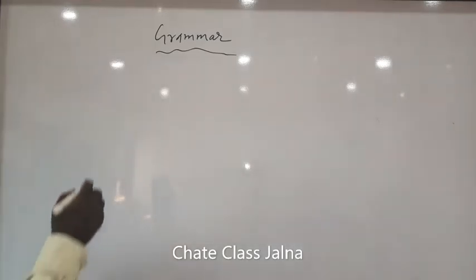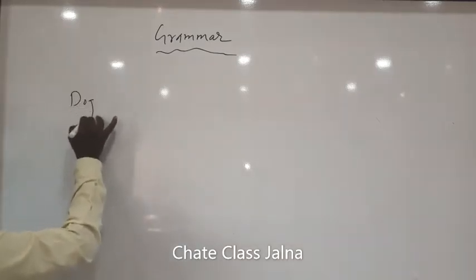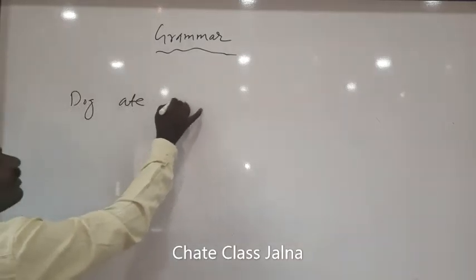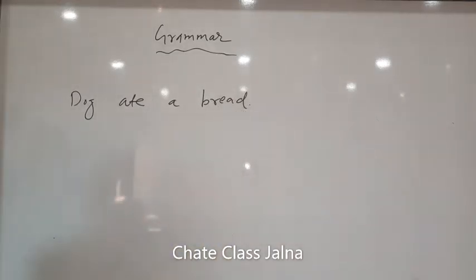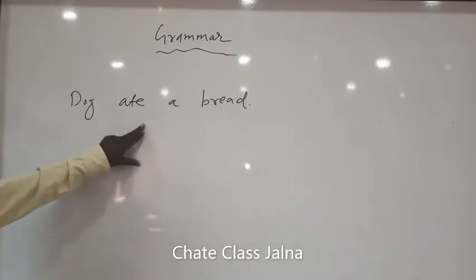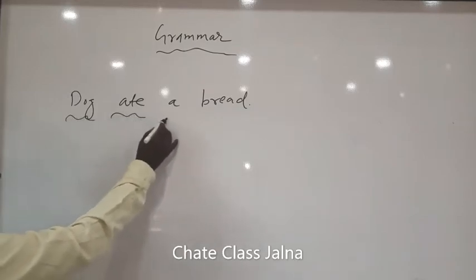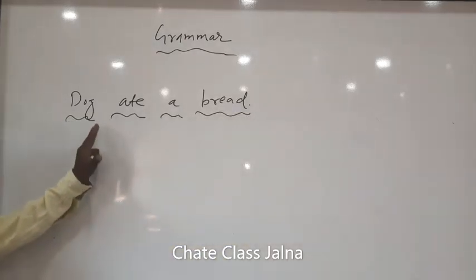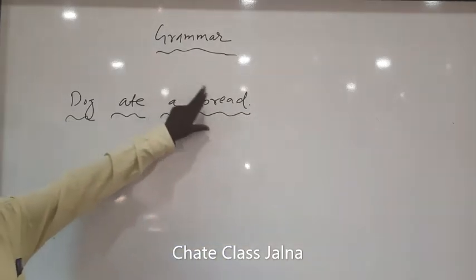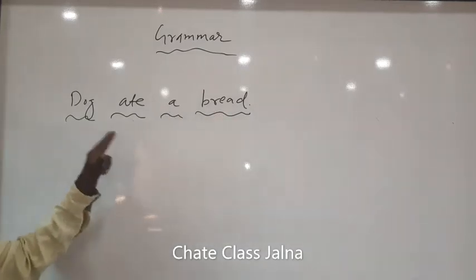We have taken the example of "dog ate a bread." Now in this sentence, each word plays a different part here. For example, dog is one word, here ate, then a is used, then bread is used. Each one has a specific role over there.